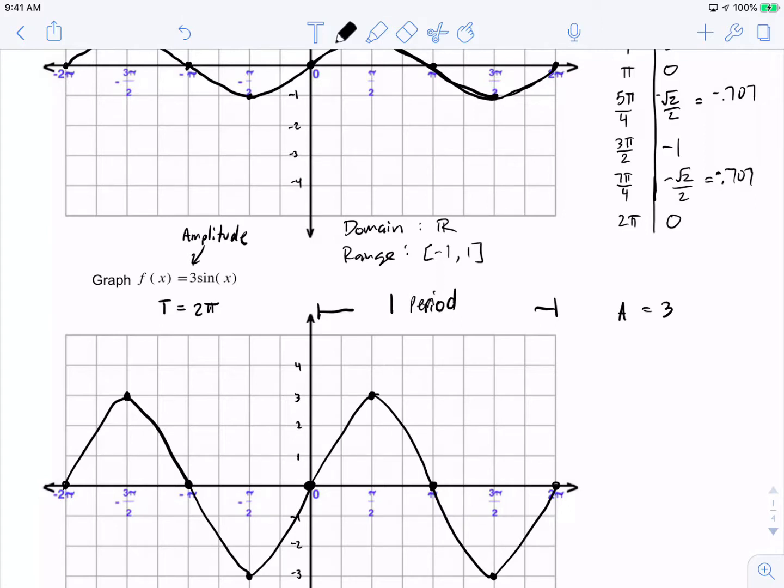I don't really like that. All it's saying is that the values are multiplied by 3. But A is equal to 3 in this case.